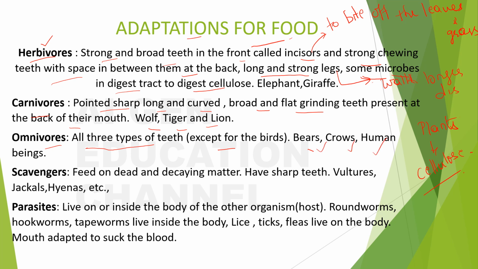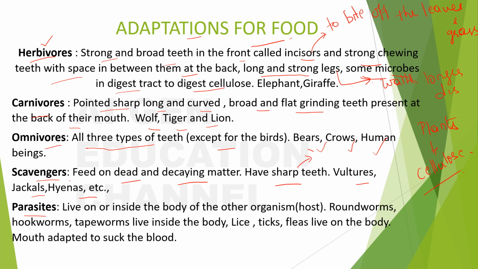And how about the scavengers? What are scavengers first of all? Scavengers are the animals that feed on dead and decaying matter. Okay, so they have sharp teeth, and the examples will be vultures, jackals and hyenas. Okay, you know this sharp teeth is for ripping and tearing the flesh.